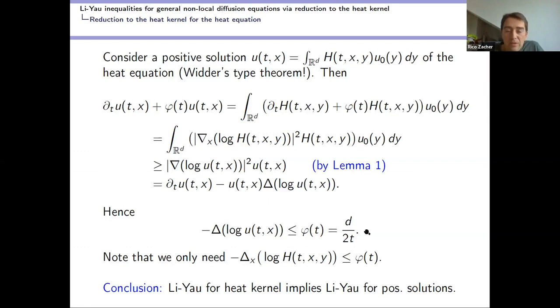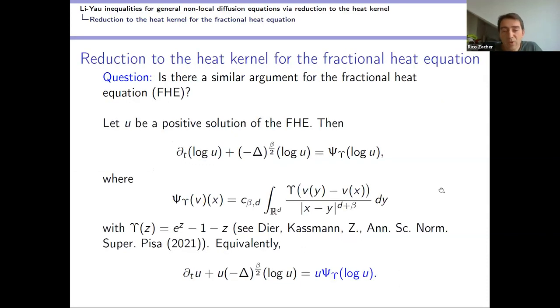Yeah. So that's a very nice argument, I would say. And actually what we need here is only this inequality, not the equality. So to summarize, we see that roughly speaking, Li-Yau for the heat kernel, which is this inequality here, implies Li-Yau for any positive solution. So that's the story here. And the question is, can we do the same for the fractional heat equation? Is there a similar argument?